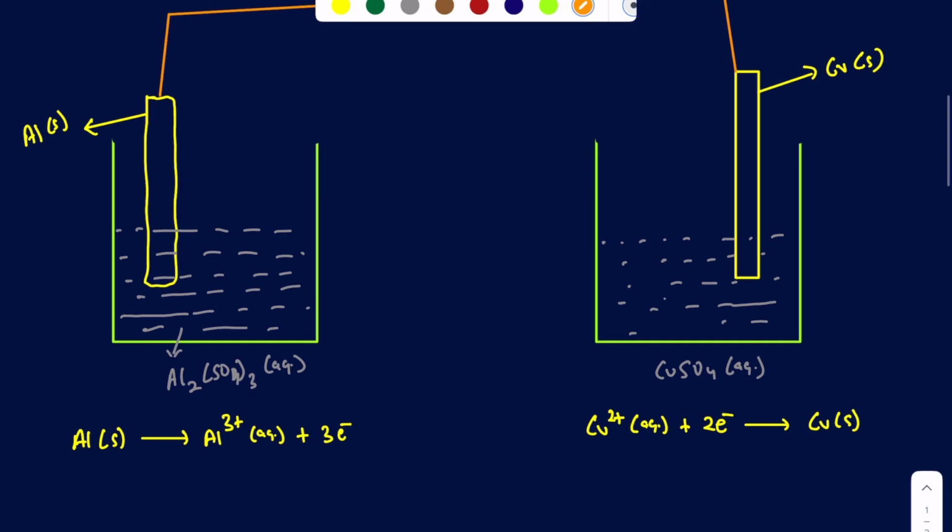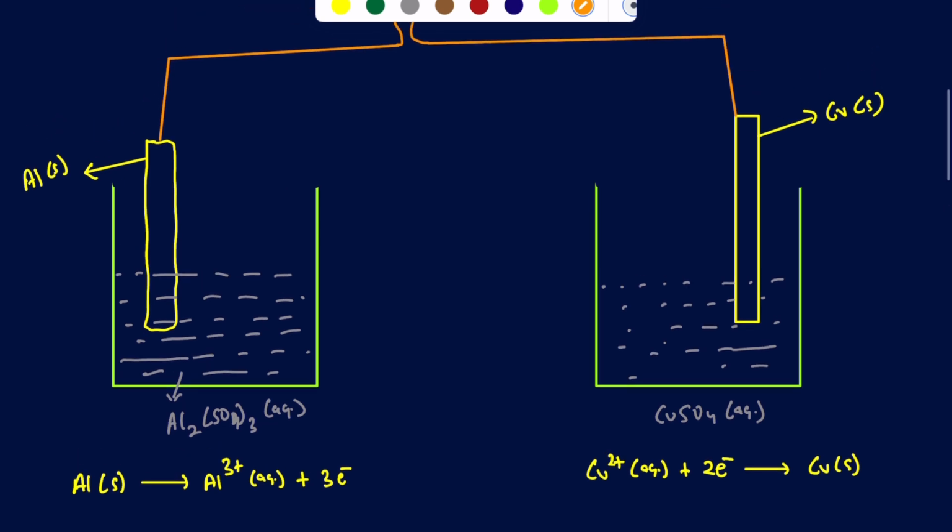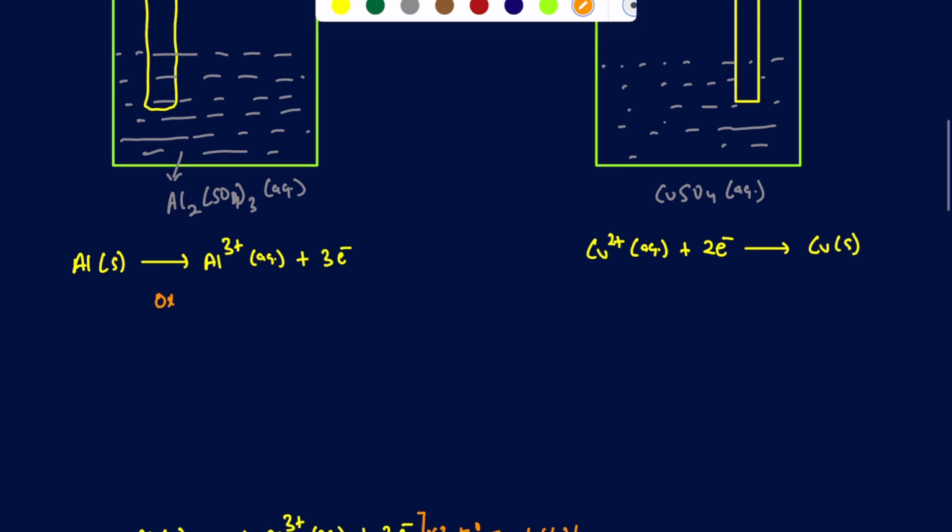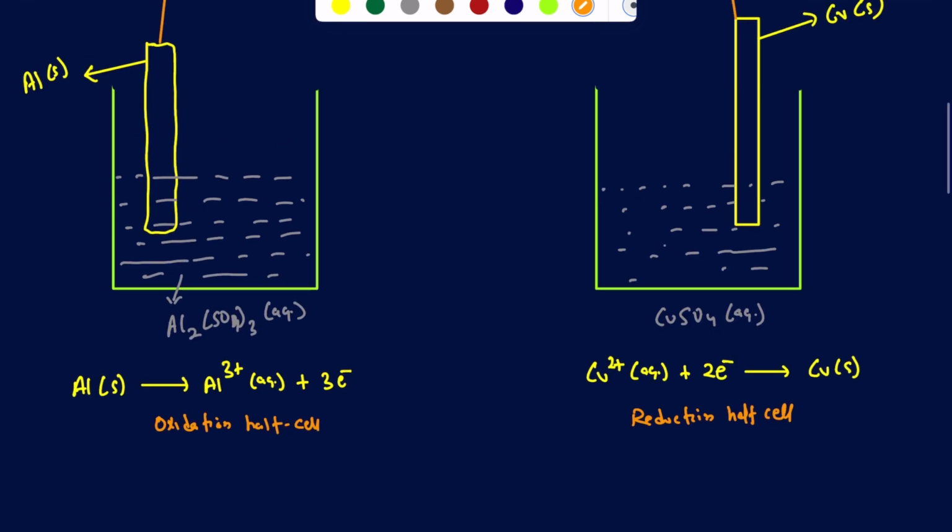And now let's go back and look at some of the very specific things that are going to be happening as soon as the battery starts working. So I know what's undergoing oxidation. So this would be your oxidation half cell. This is a reduction half cell. All right, oxidation half cell, or this electrode right here, is going to be called an anode.